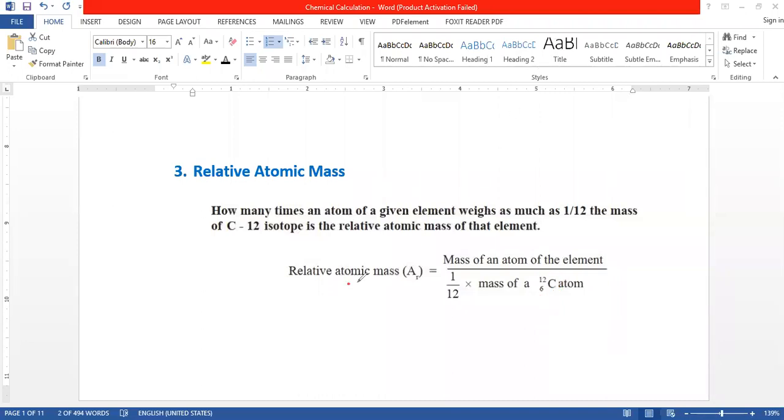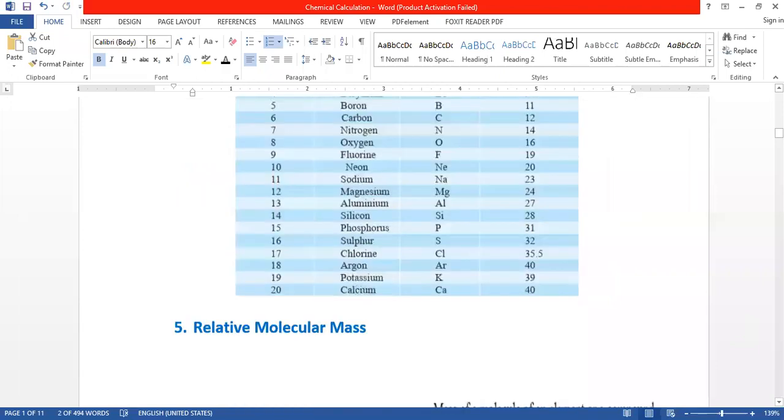So the relative atomic mass is the mass of one atom. For example, I'm just going to explain one here. This class will end at 8:15, sometimes 8:30, or I'll finish at 8:15. So please stay.